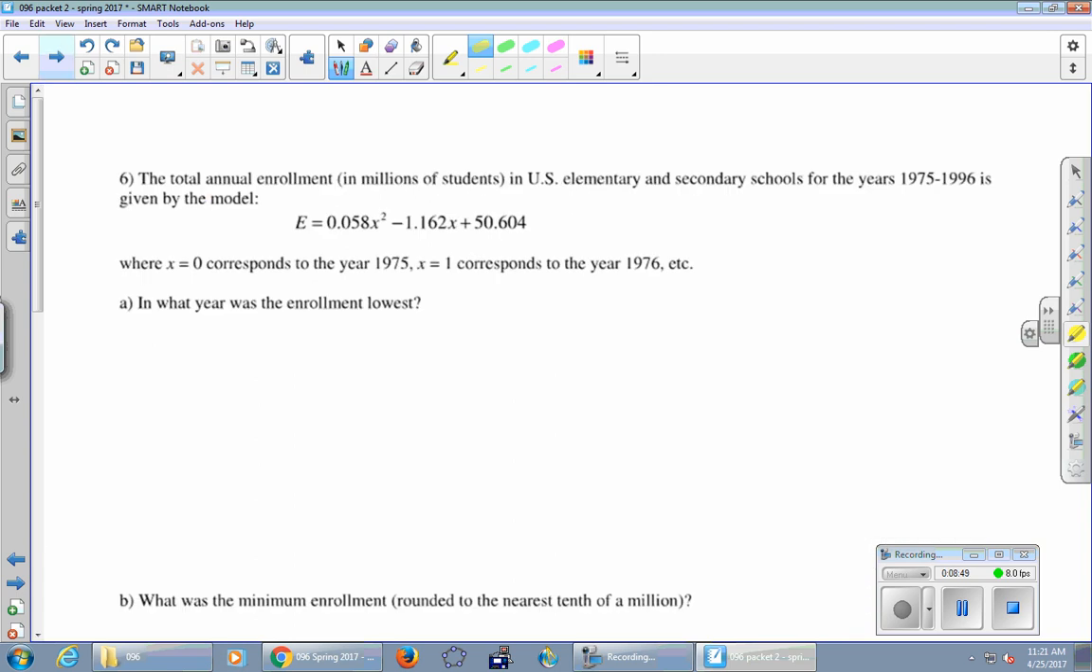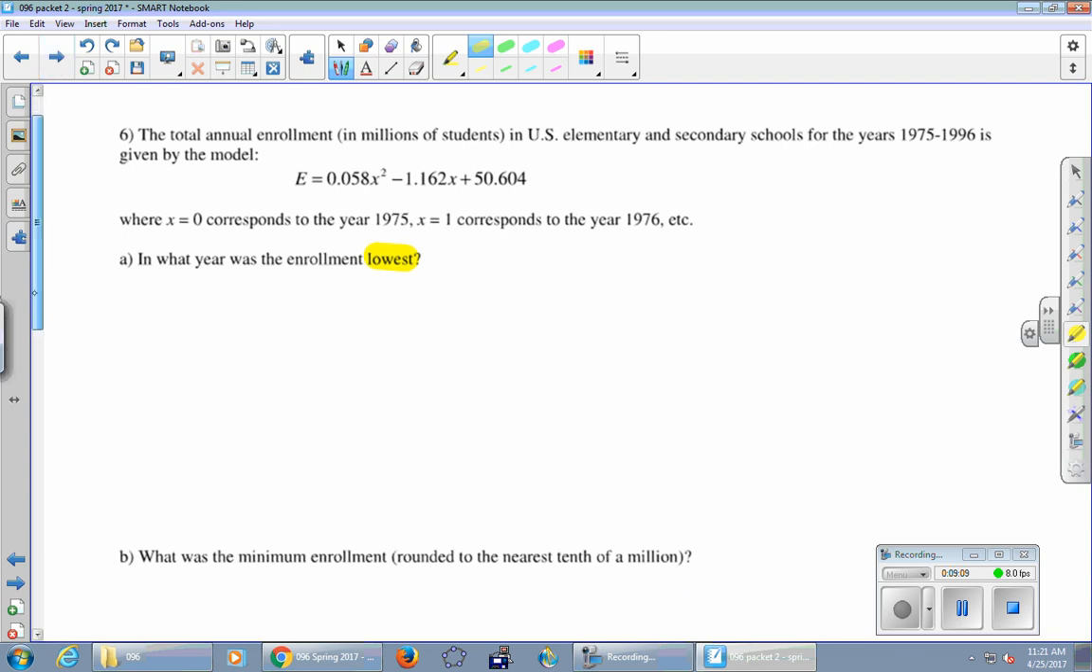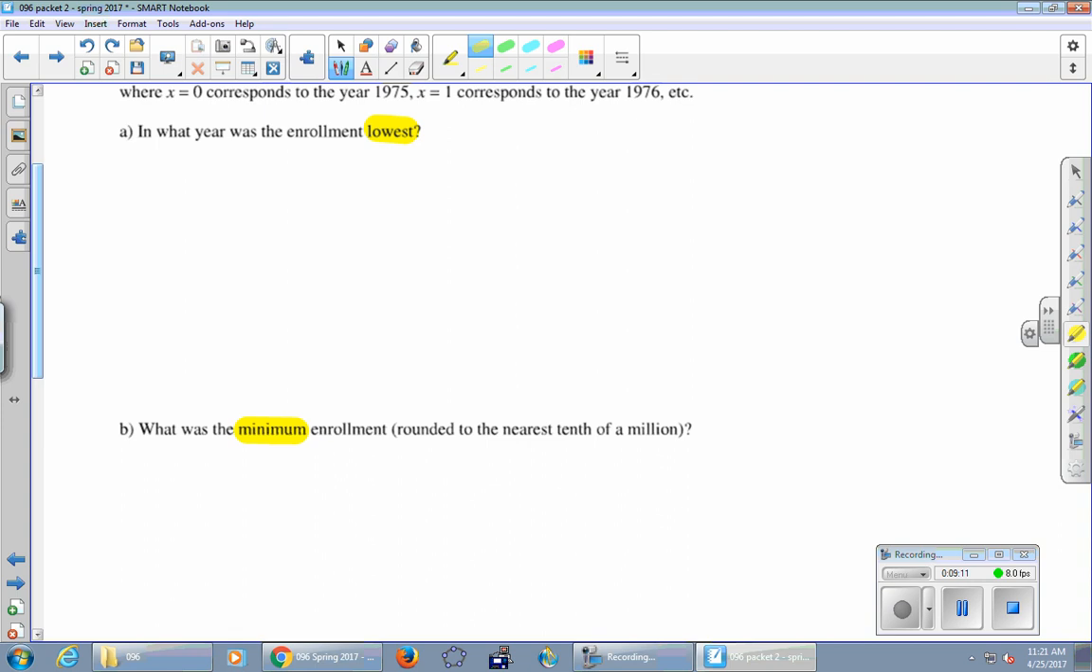Move on to number 6. Just read A. Number 6, read part A. Underline the word that says vertex. Which one is it? Lowest. That's a new one. But just means find the vertex. And then part B. Where's the word that says find the vertex? Minimum. Starting to get the pattern here? Lots of synonyms. In none of those questions does the word vertex appear, but in all of those questions, you just have to find the vertex.